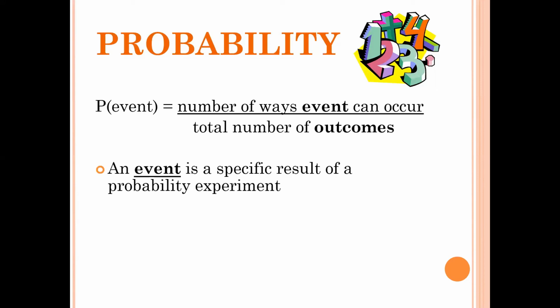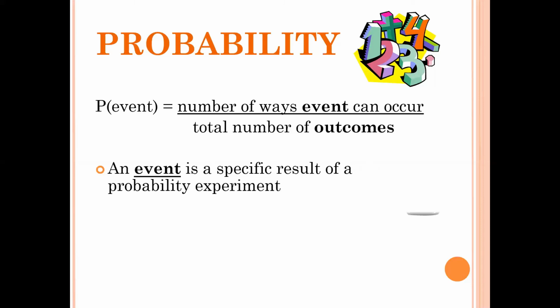Now let's look at what an event is. An event is a specific result of a probability experiment. Let's again take the example of the coin. Let's say you've tossed a coin and gotten heads. So 1 would be your numerator because you got heads, and the total number of outcomes is heads or tails, which is 2. So 1 by 2 would be the probability of the event, which in percentage terms would be 50%.